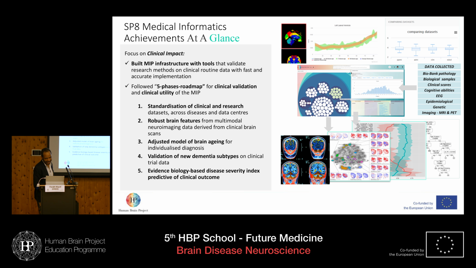This is my last slide. Okay. So just to summarize, one of the important issues, and I repeat again, is really the standardization of clinical research and getting this data into these panomic models that will encompass measures about the brain, molecular, proteins, etc. This is very important. The extraction of brain features from the multimodal imaging data, adjusting for the effects of age, and how we can validate new types of dementia subtypes, and how we can find evidence for building disease severity indexes that are biology based and not just symptom based.